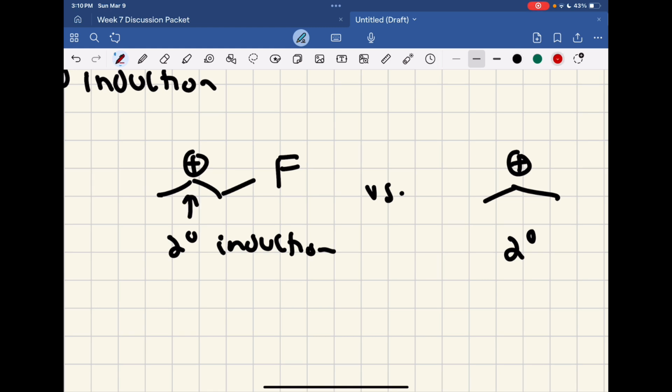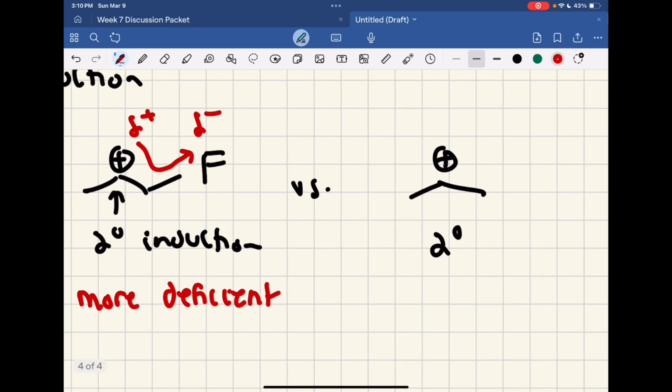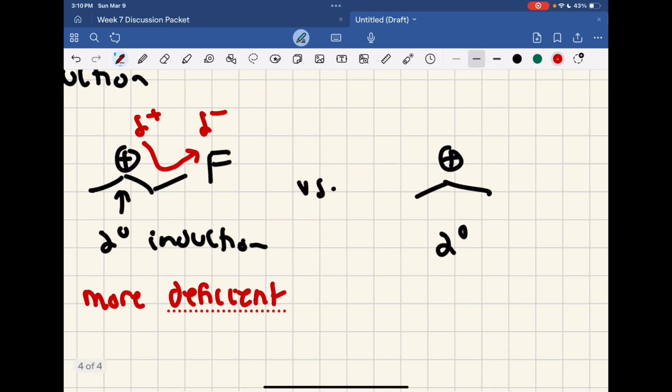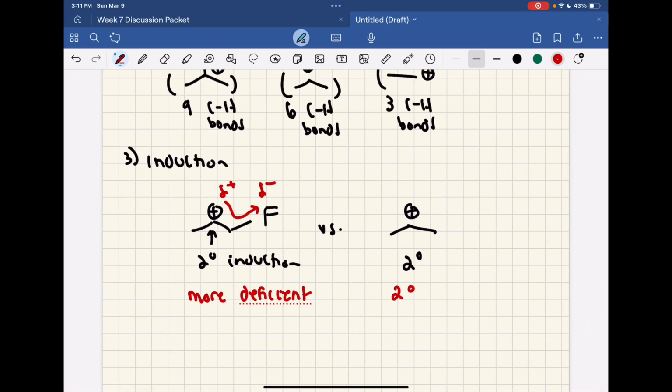But what does the halogen being present do? Well, it pulls, via the sigma skeleton, electron density away from an already deficient center. So essentially, you're making this even more deficient, which is bad, considering there is a perfectly fine secondary carbocation here without a halogen. So here, induction is a destabilizing feature. I think that's important to point out, okay? So with that being said, I think we're ready to jump into our reactions a little bit more.